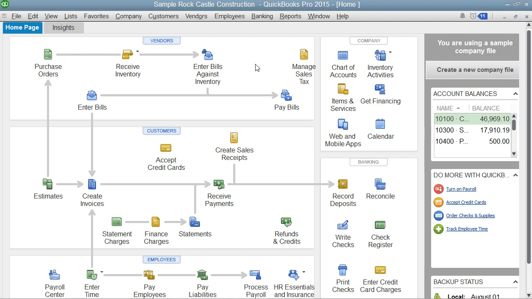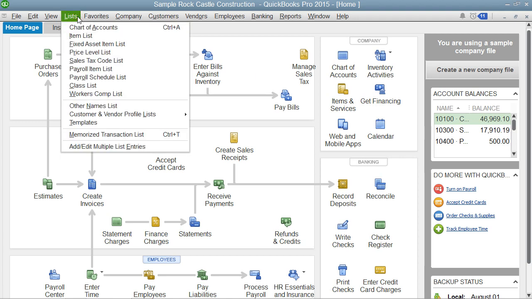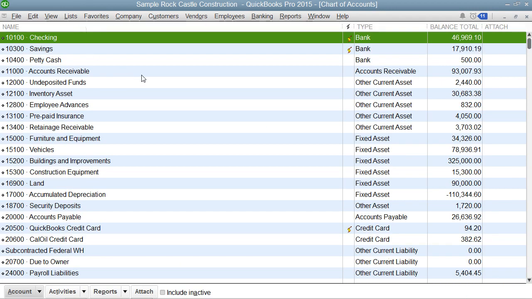You can open the chart of accounts by selecting Lists and then choosing the Chart of Accounts command from the menu bar. Your chart of accounts shows the names of the accounts used by your company, the account type, like income, bank, or one of the many other account types, and the current balance within the account.